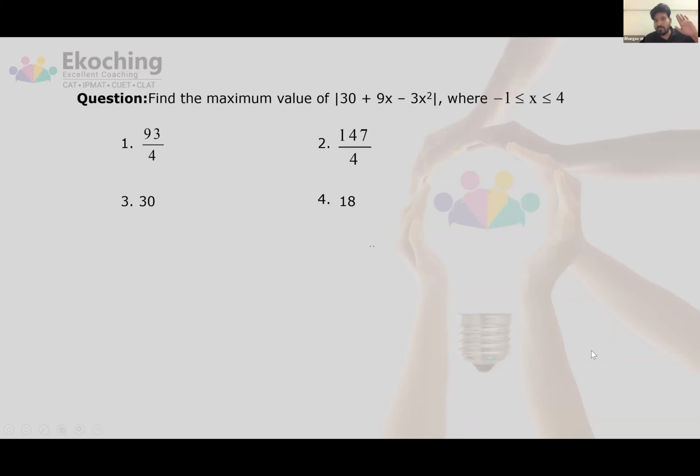Here, this is the question given to me. What is the question? I need the maximum value of 30 plus 9x minus 3x square, and x is lying between -1 to 4. I read the question and the conditions, -1 to 4, and then looked at the options, 93/4, 147/4. Now what I will do is, I will not use any formula. I would rather check what is happening between -1 to 4. That's what I will do.